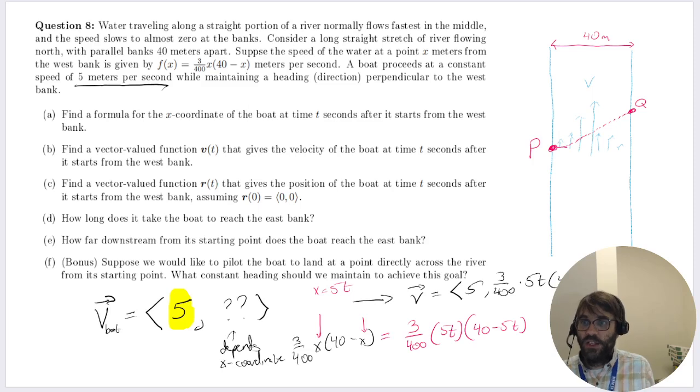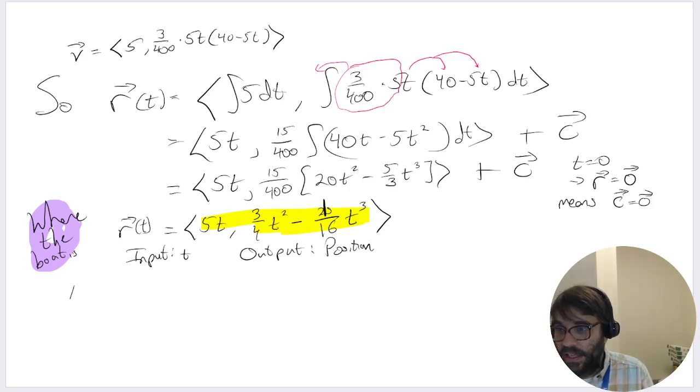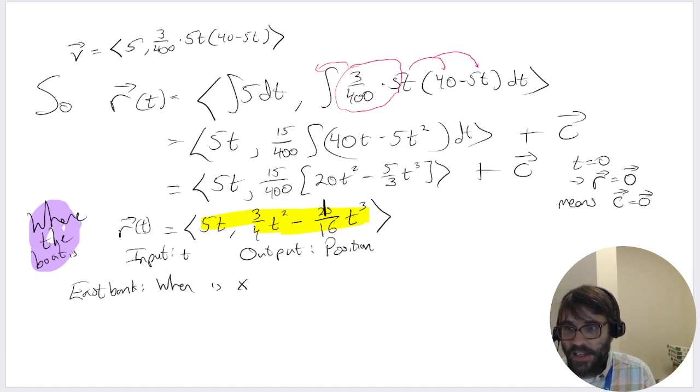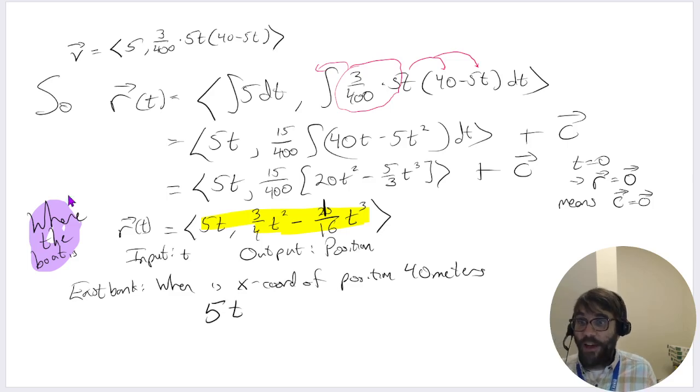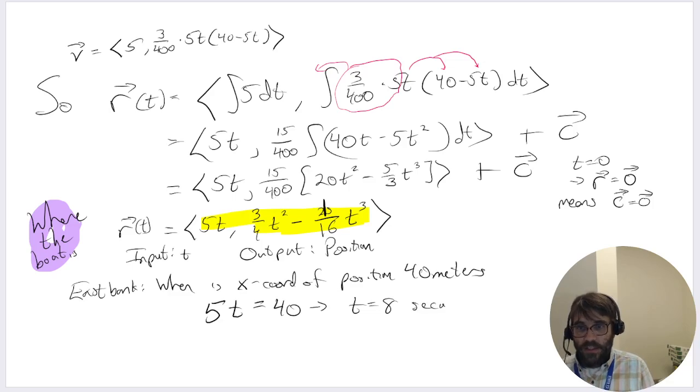Okay, let's jump back to the question. We are trying to figure out how long it takes to reach the east bank. Well, the east bank has an x coordinate of 40 meters. So the east bank, we can really phrase this as when is the x coordinate of position 40 meters. Well, guess what? The x coordinate of position is 5t, because we have this sort of dictionary here that you input a time t, you get an output of position. This thing highlighted in yellow is position. We just want the x coordinate to be 40, so t equals 8 seconds. It's going to take us 8 seconds to cross the river.